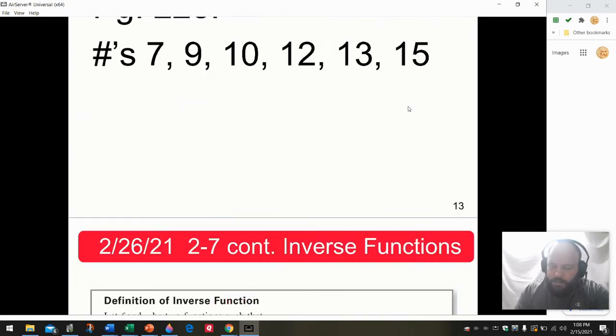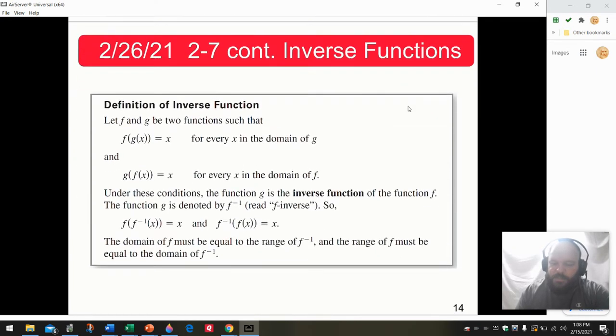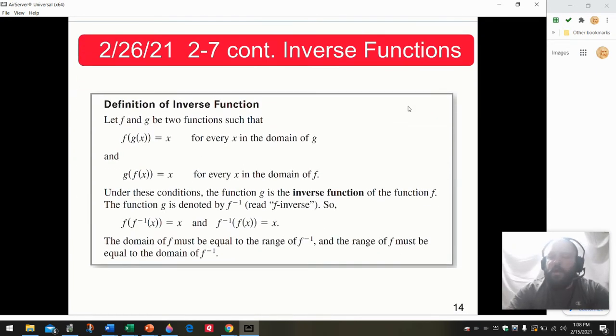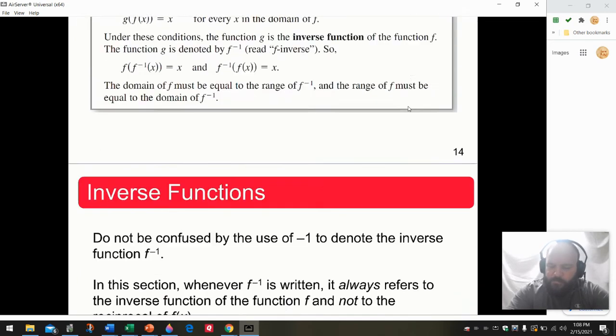So I'm going to continue to cover Chapter 2, Section 7. And if you recall in the last video, I showed you what an inverse function is and how to verify two functions are inverses of one another. What I'm going to do today is go over what graphs of inverses look like and how we can use those graphs to possibly verify whether two functions are inverses of one another.